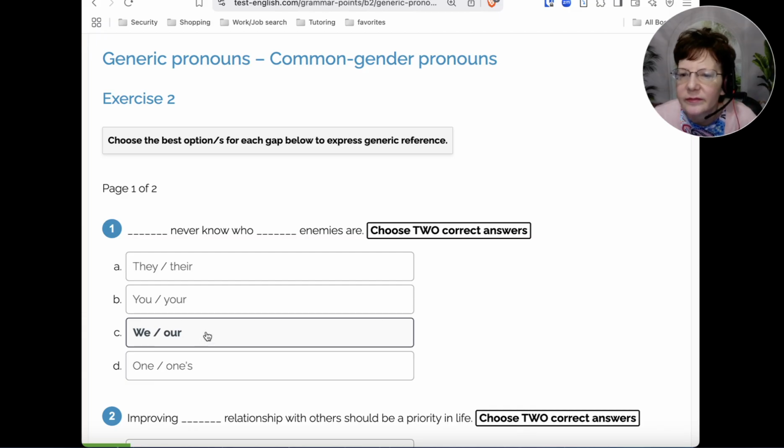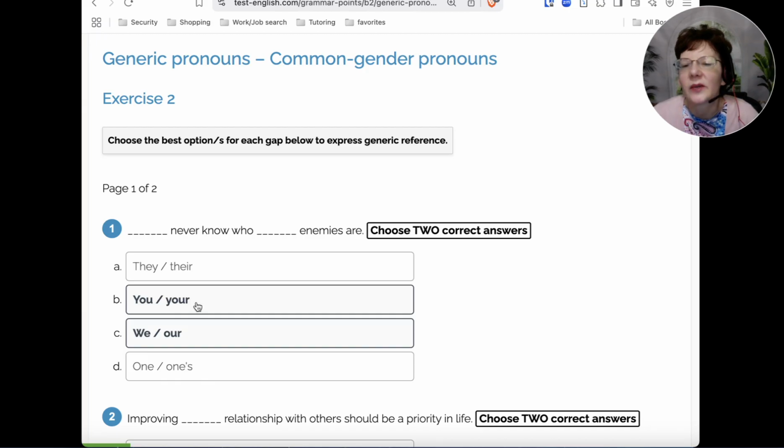So, all right. So we don't want to say one because we would have to use knows. So the other correct choice would be what? You and your, right? You and your. Okay, you never know who your enemies are.